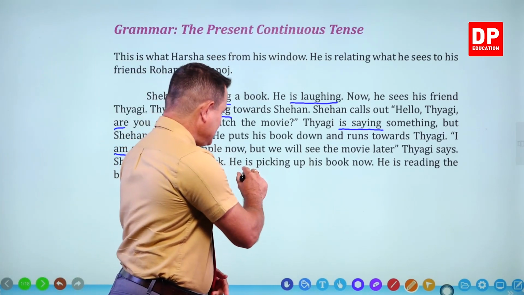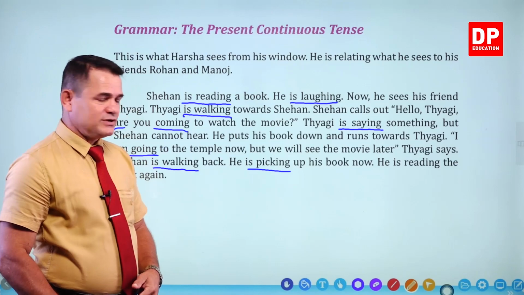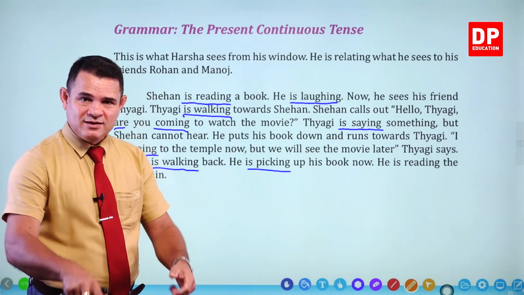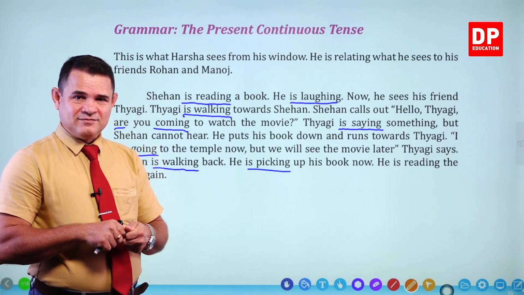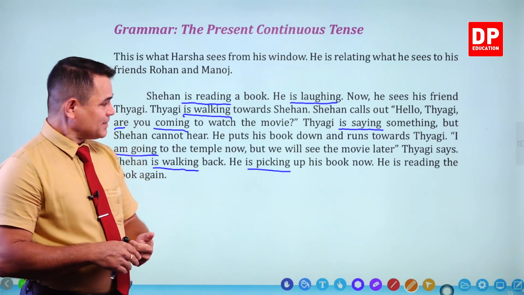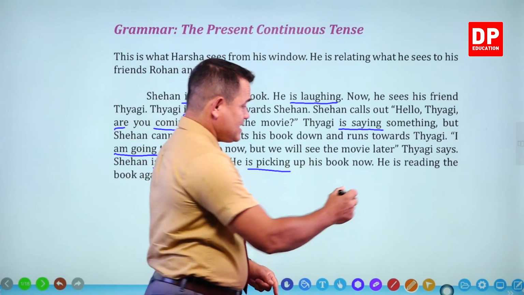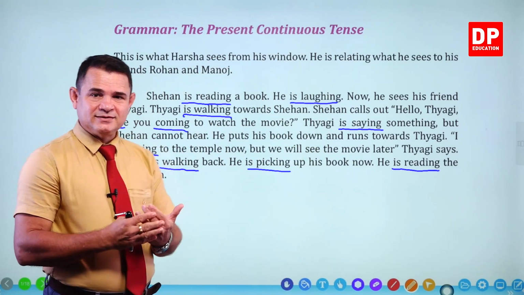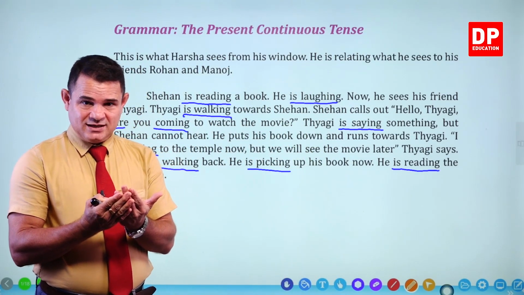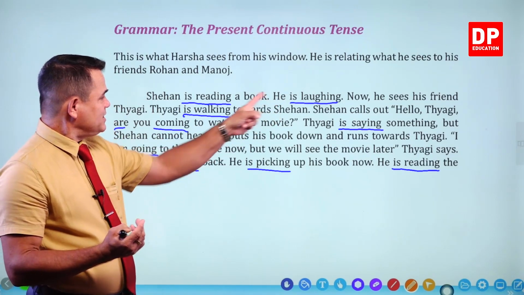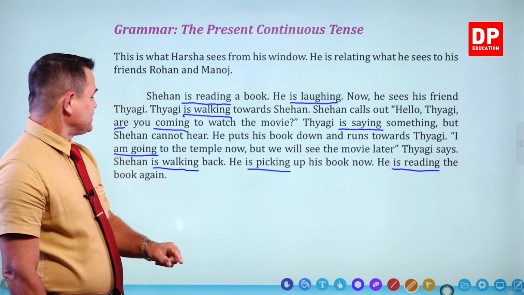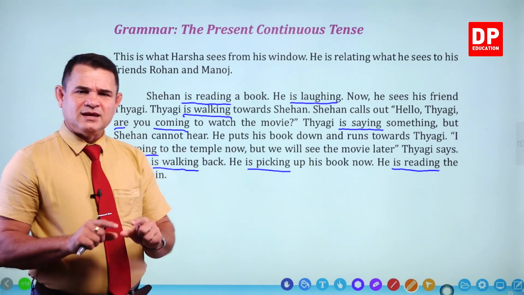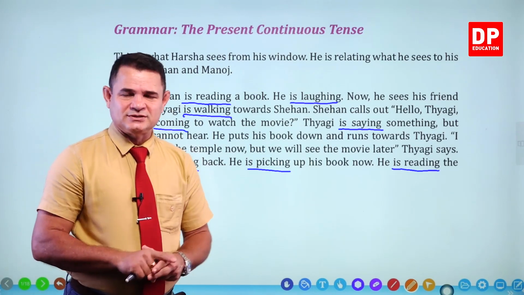He is picking up his book now. Picking up his book now. Now it is happening. He is reading. He is reading the book again. Now you see all these underlined parts are in present continuous.